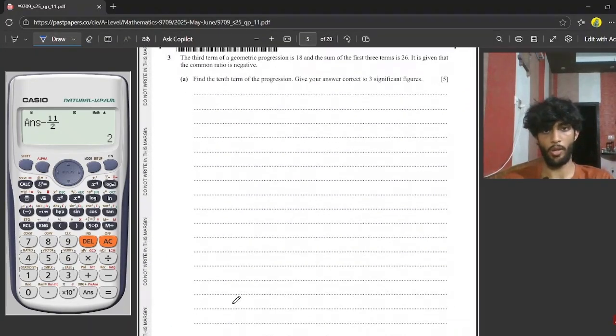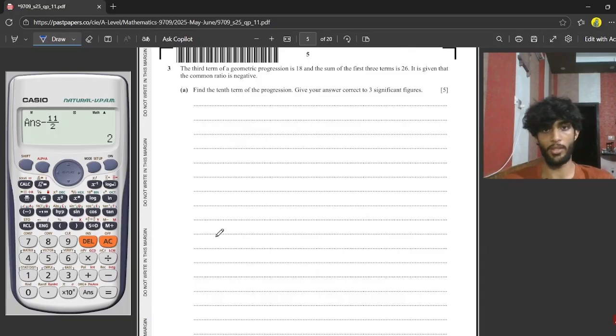Okay, so moving on to part 3, and it says the third term of a geometric progression is 18, and the sum of the first 3 terms is 26. It is given that the common ratio is negative. So we know that r is negative. What we need to do is we need to find the 10th term of the progression, giving our answers to 3 significant figures.